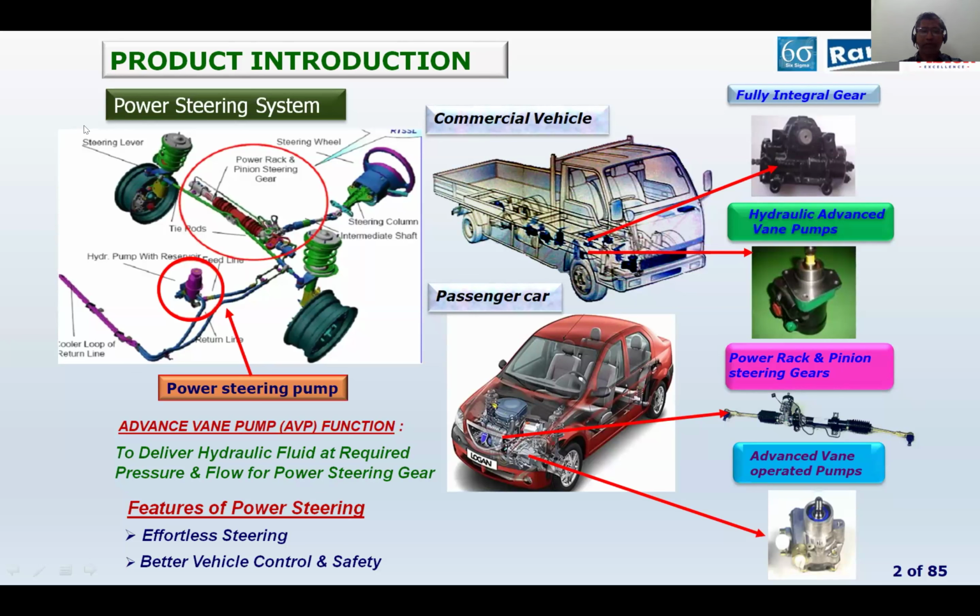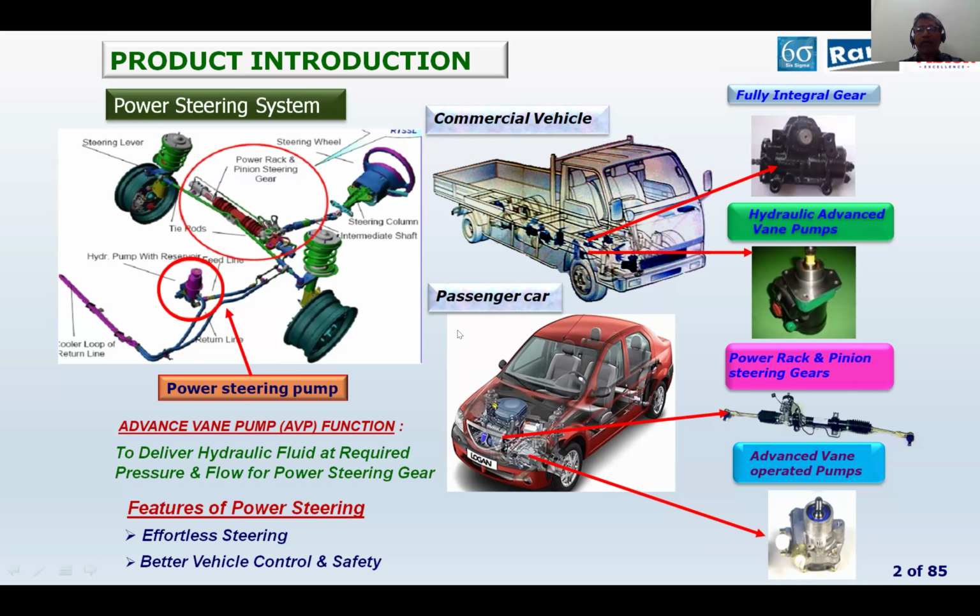Okay. So I'll just introduce the product. This is the part being used in a power steering system. This particular part is a power steering pump, and in this pump, that particular rotor is being used. This pump is an advanced vane type pump. We call it the AVP pump. The features of power steering are effortless steering, better vehicle control and safety. For this purpose, we are using these.